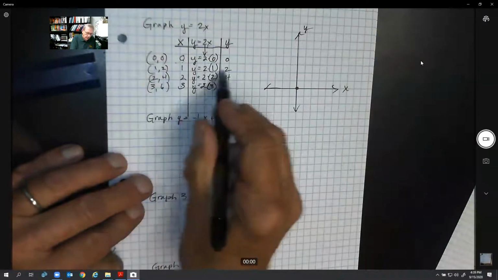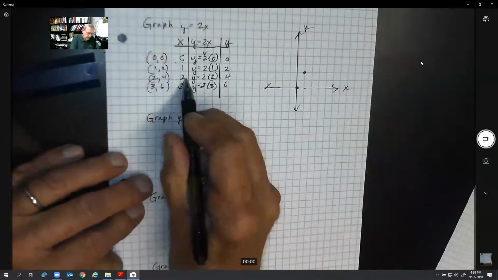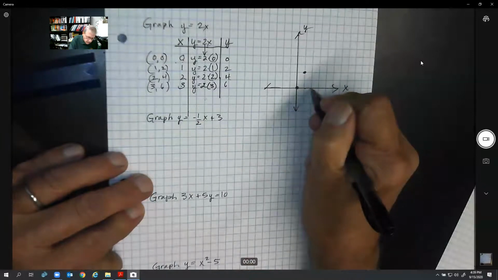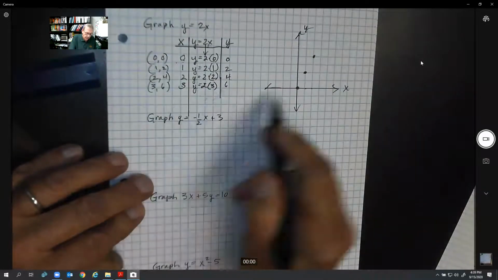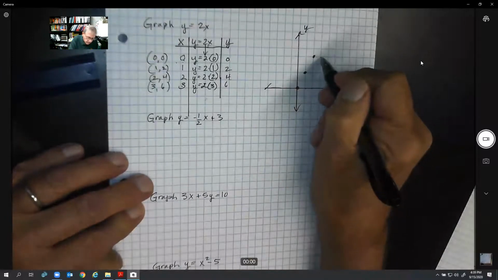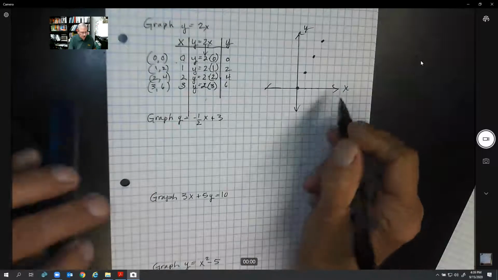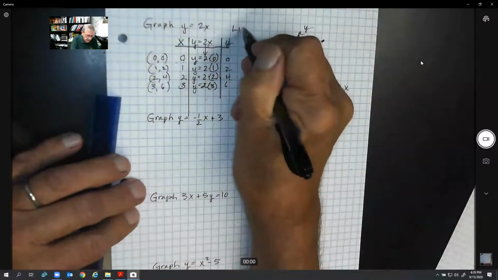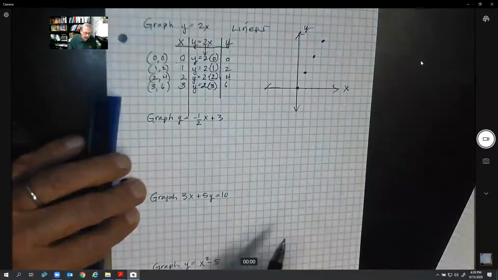I'm going to put in the point 1, 2, right there. I'm going to put in the point 2, 4, right there. I'm going to put in the point 3, 6: 3, 4, 5, 6. Notice they're on a straight line. We call this a linear equation because they're a straight line.